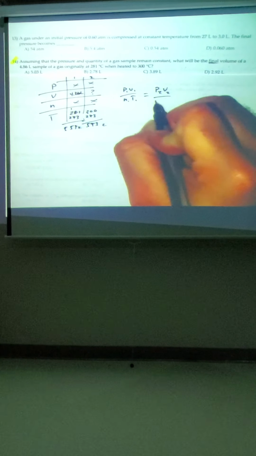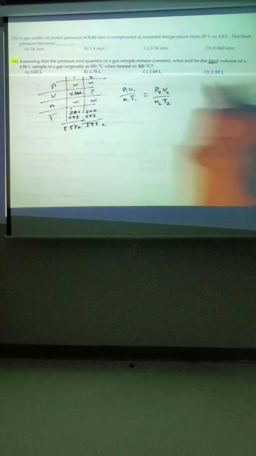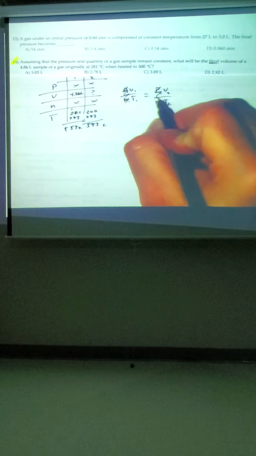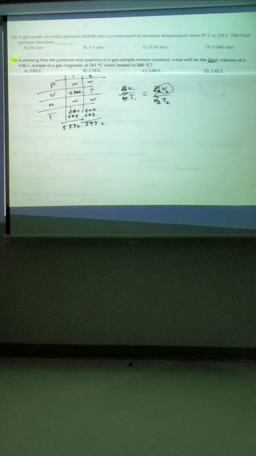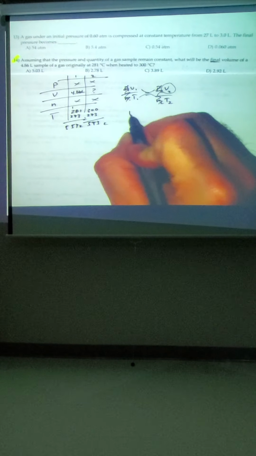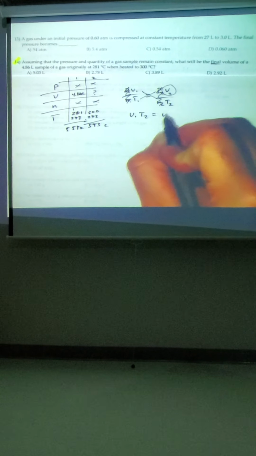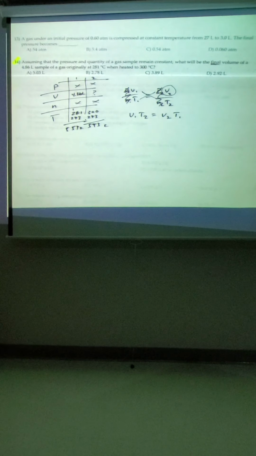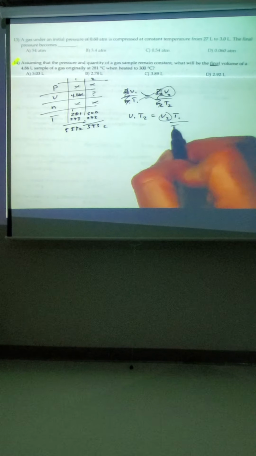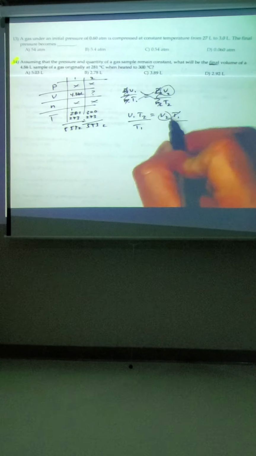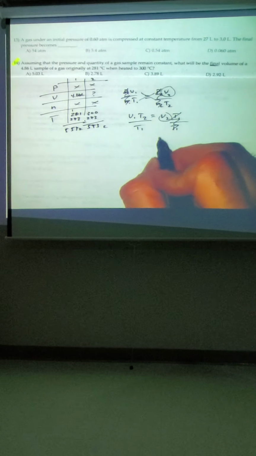So P1, V1, N1, T1, P2, V2, N2, T2. P's and N's didn't change again. We need volume 2, which is up here. So very similar, but the reverse of the last problem. So let's cross multiply. V1 T2 equals V2 T1. Get V2 by itself, so divide by T1. These cancel. So now let's just plug it in from the chart.